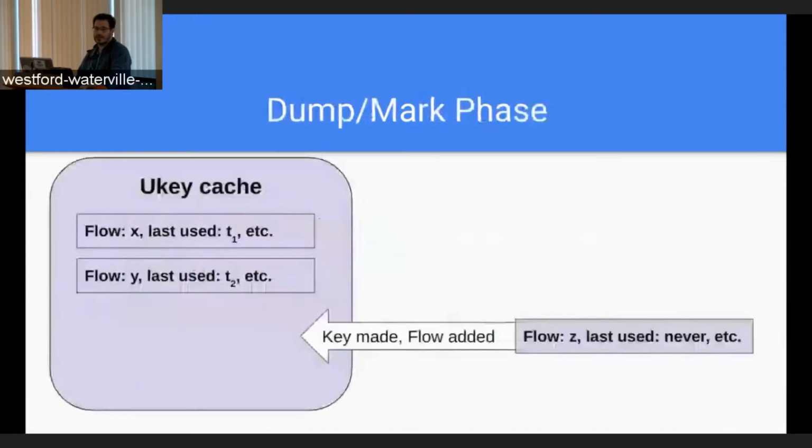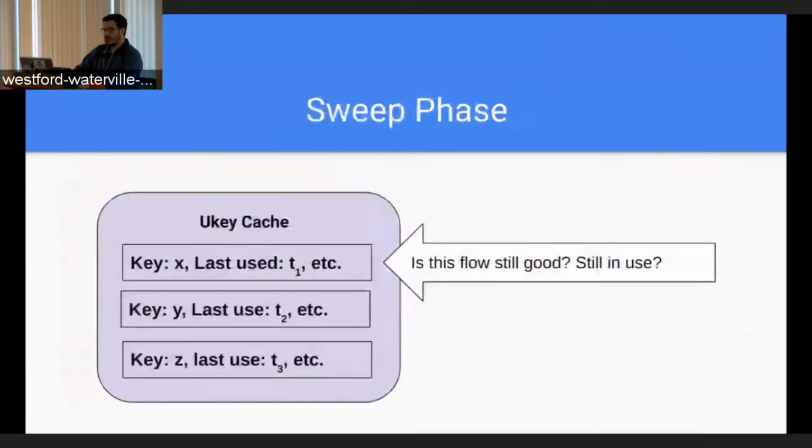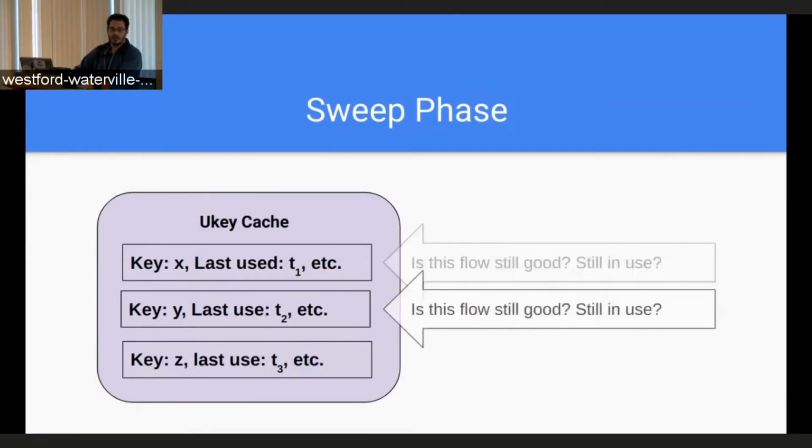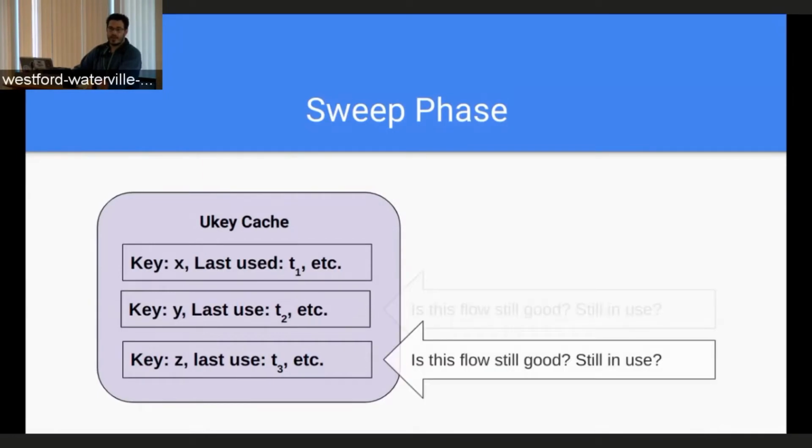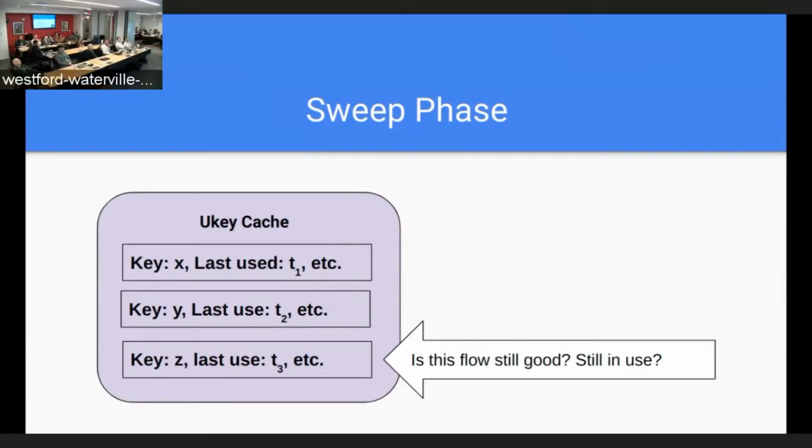Here we have just a little illustration of the mark phase. So we have flows X and Y already in use. Flow Z is new. So we're going to grab a little bit of info from flow Z, and then we're going to add it to the cache. Then later, when we go to the sweep phase, we're going to start by asking, is key X any good? All right, how about key Y? How about key Z? And if any of those are no good, then we're going to delete them.